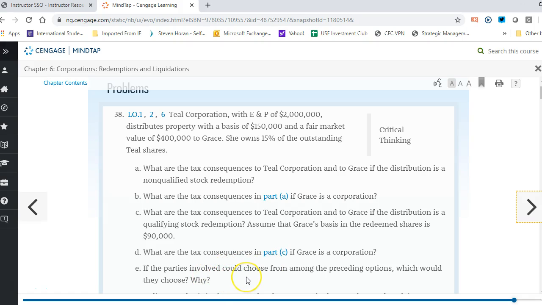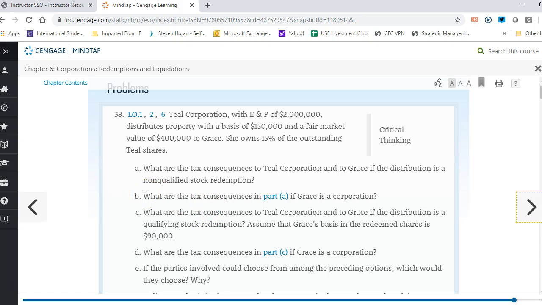If both parties involved could choose from among the preceding options, what would they choose? So to Teal, it doesn't matter. No matter what the option is, there's a net decrease to E&P of 150. So Teal doesn't care what the deal is. Think about Grace now. So basically, how much do you want to pay tax on? For Part A, Grace would pay tax on $400,000. For Part B, she pays tax on $200,000. For Parts C and D, she pays tax on $310,000. So clearly B is the answer.